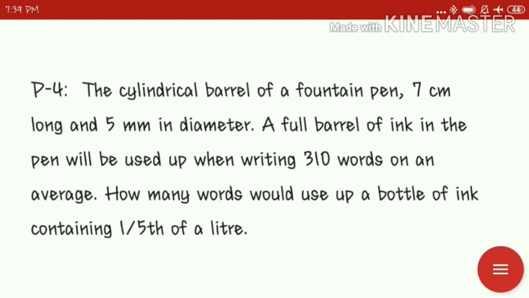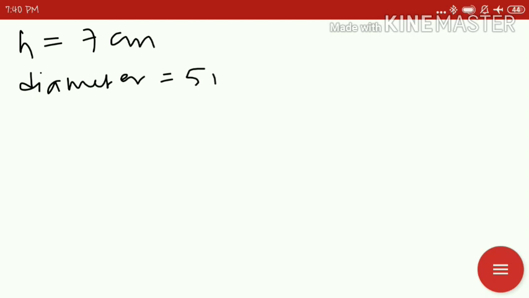Okay, so try it by yourself. What we have got in here, you can see that the height of the barrel is given as 7 centimeter and the diameter of the barrel is given as 5 millimeter. That's our main problem. The first problem will come as that the units are different. One is centimeter, another one is millimeter.